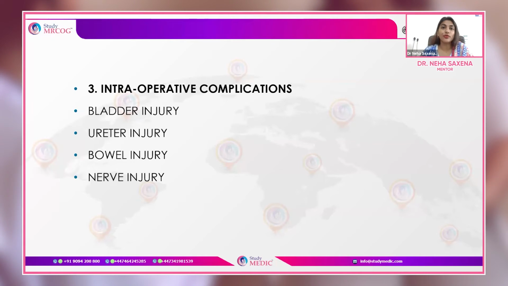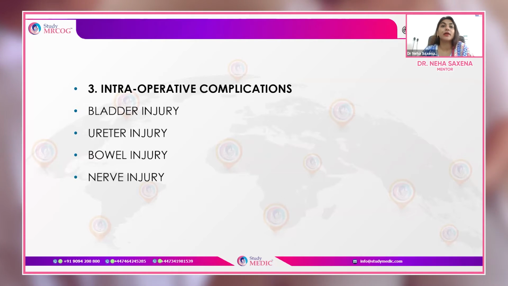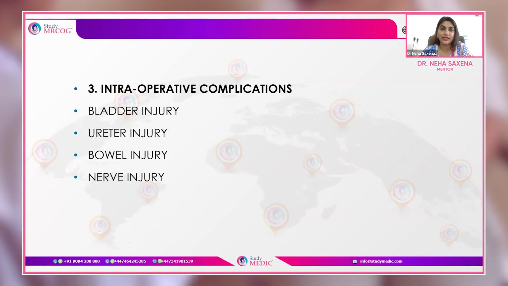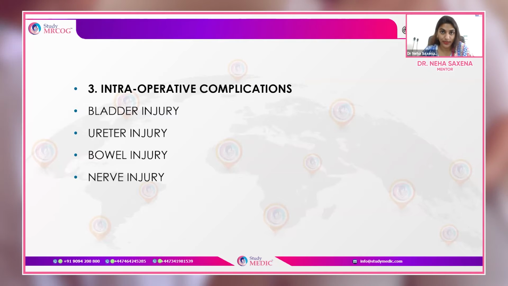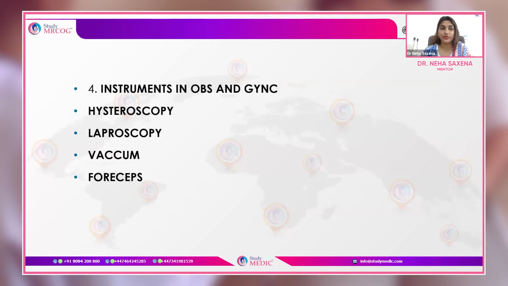Most importantly, regarding nerve injuries during hysterectomy, obviously the nerve injury stations would not be emergency stations, because the nerve injury would appear later on. However, the other three, that is the bladder, bowel and ureter injury, will be given as an intraoperative complication where you have to deal with the management part of it.